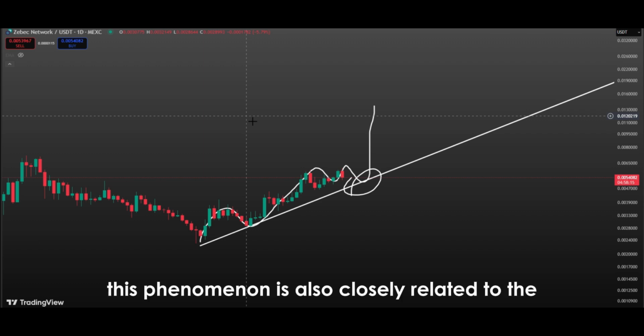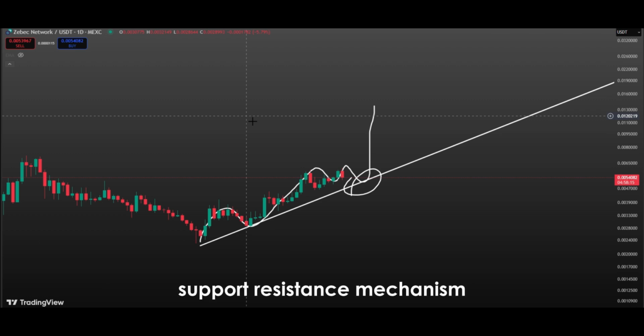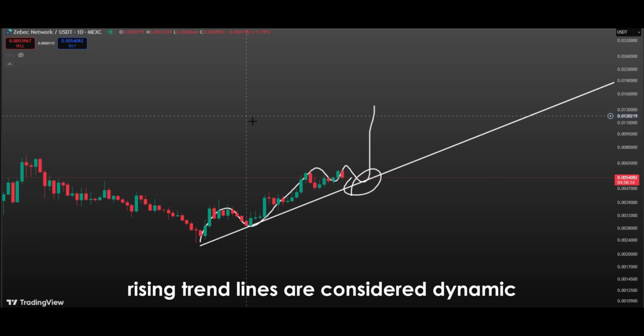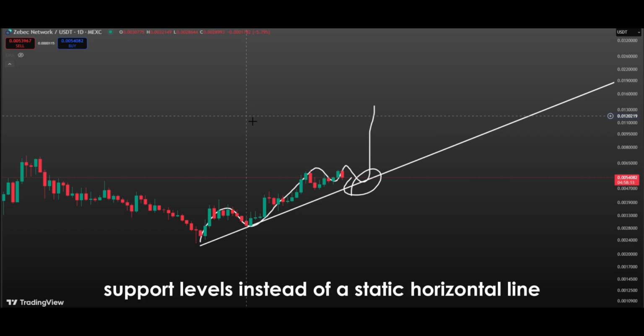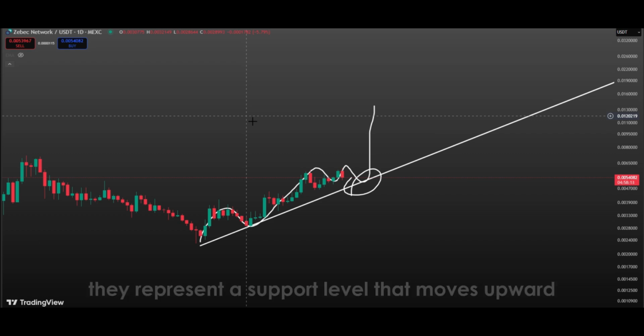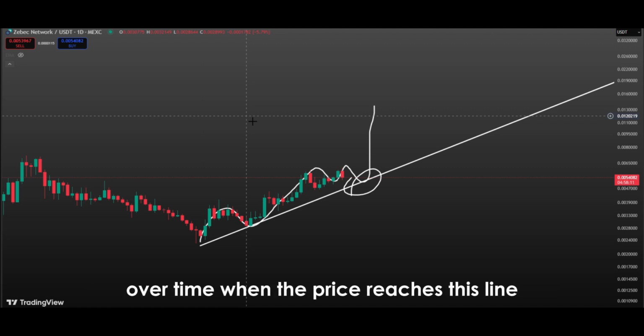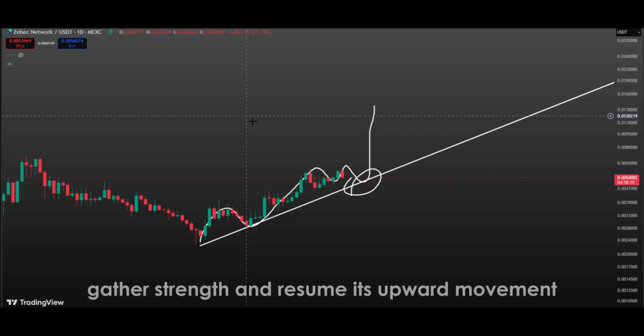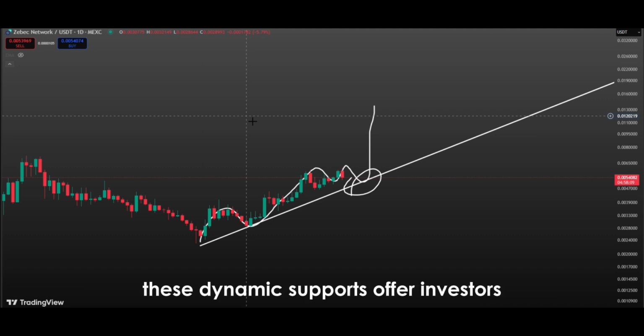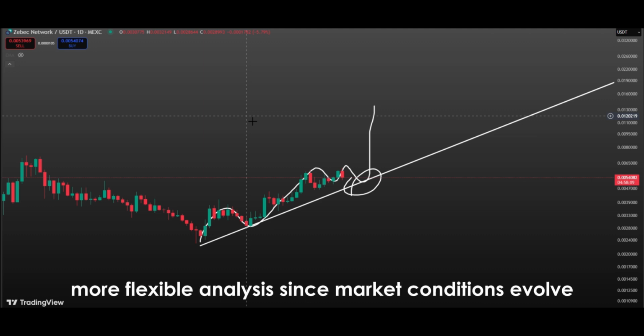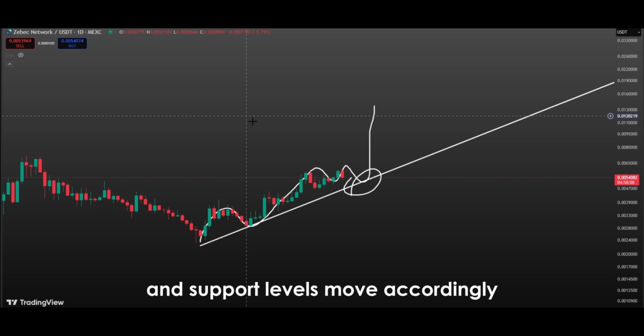This phenomenon is also closely related to the support-resistance mechanism in technical analysis. Rising trend lines are considered dynamic support levels. Instead of a static horizontal line, they represent a support level that moves upward over time. When the price reaches this line and market conditions are favorable, it tends to pause, gather strength, and resume its upward movement. These dynamic supports offer investors more flexible analysis, since market conditions evolve and support levels move accordingly.